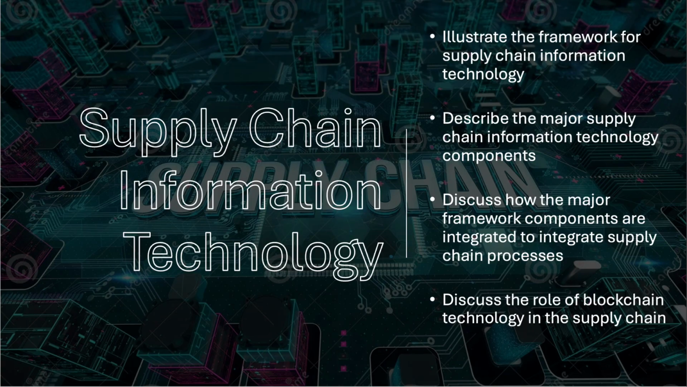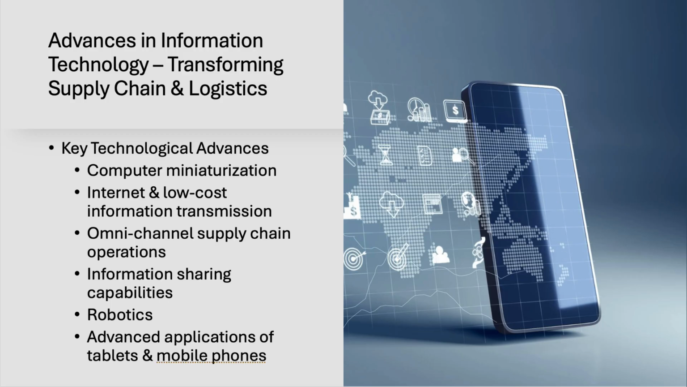Several technological advances have reshaped supply chains. One major advance is computer miniaturization. Devices have become smaller, cheaper, and more powerful. This allows companies to place computing capability in warehouses, trucks, handheld scanners, mobile devices, and even products themselves.